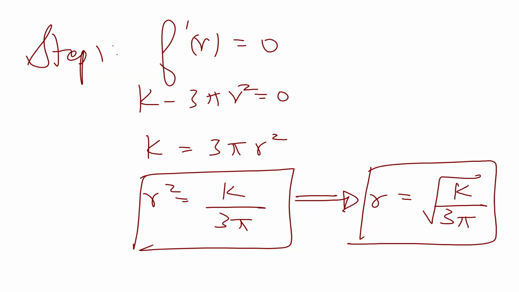Then what will we do after this? We will substitute the value of r in f double dash r. Correct. So put the value of r in f double dash r.